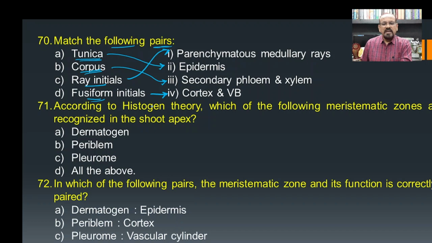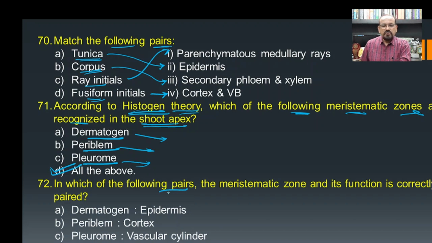According to histogen theory, which of the following meristematic zones are recognized in shoot apex? If you see the histogen theory, the shoot apex has 3 different zones, that is the dermatogen, periblem and the plerome. The outermost is the dermatogen, the middle one is the periblem, and the innermost is the plerome, and hence D will be the correct answer for this question.